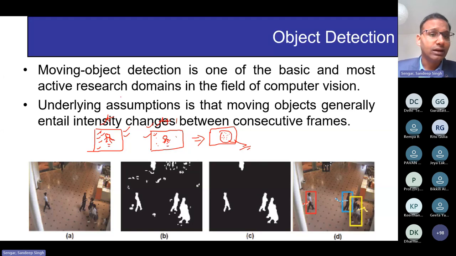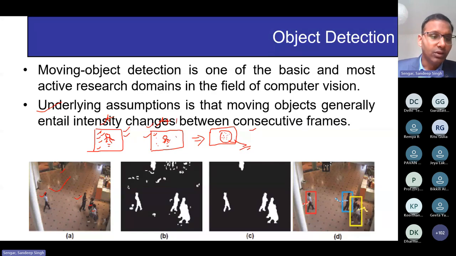So what is the idea? The underlying assumption is that moving objects generally entail intensity changes between consecutive frames. If we go from one frame to another frame, there is a change in the intensity. If we can find that change, then we can find the moving object. Let's see this example. Here we have a particular frame from, let's say, a supermarket data set where people are moving from one place to another place.